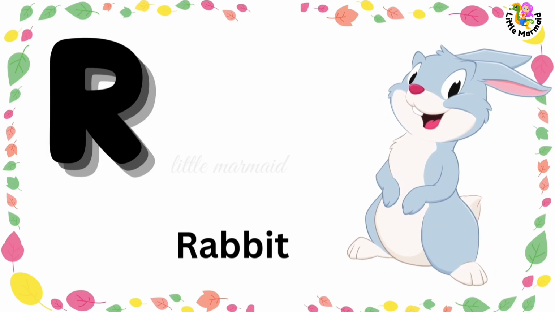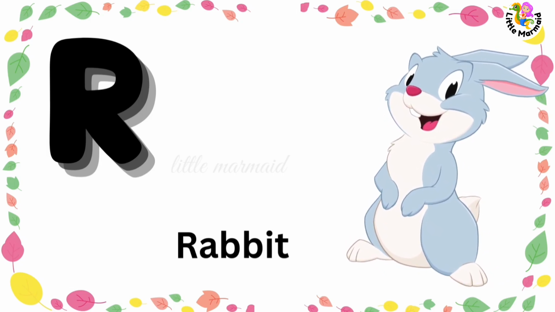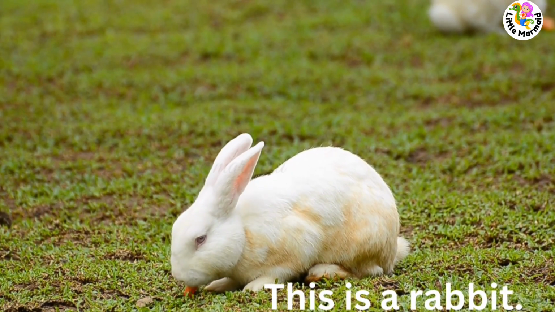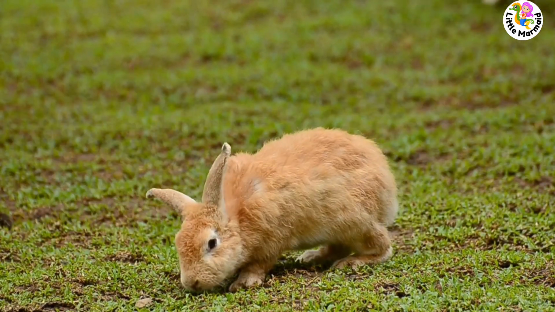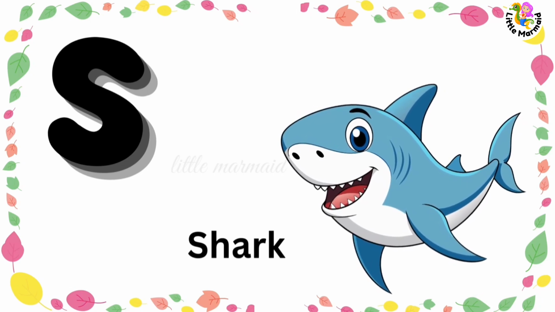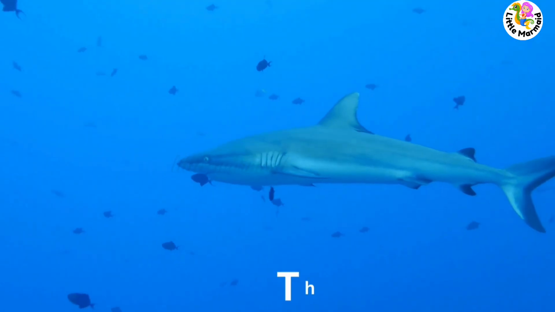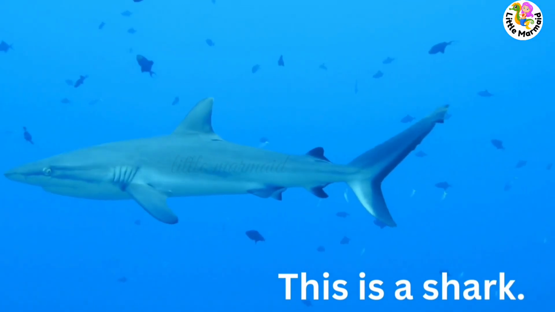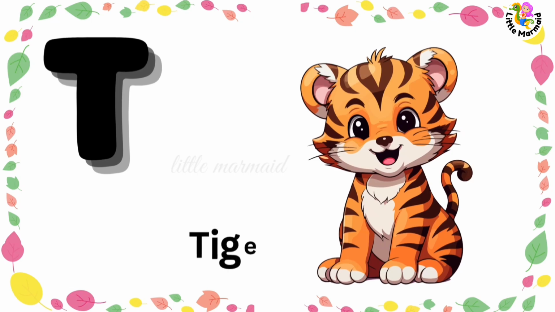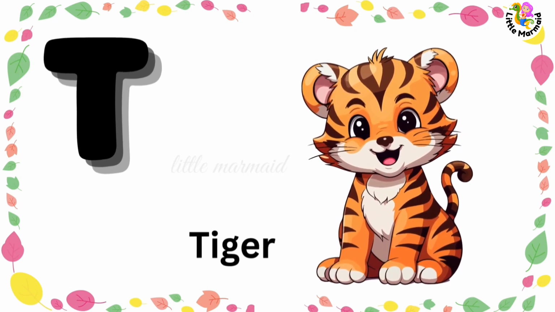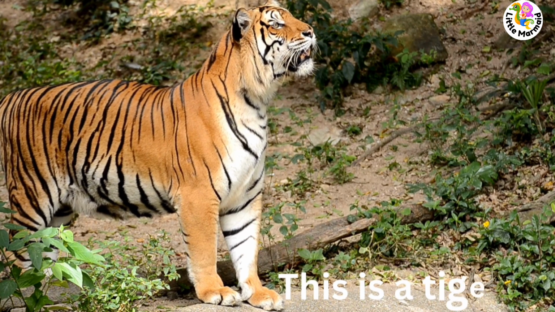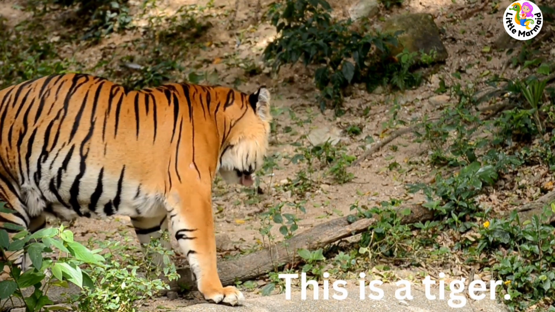R for rabbit, rabbit. This is a real rabbit. S for shark, shark. This is a shark. T for tiger, tiger. This is a real tiger.